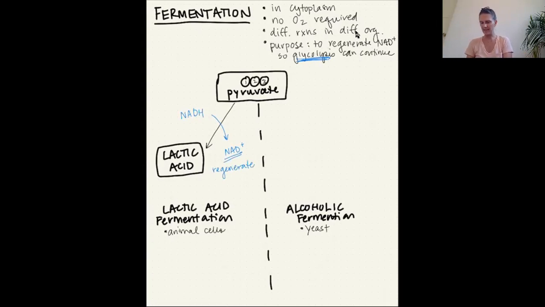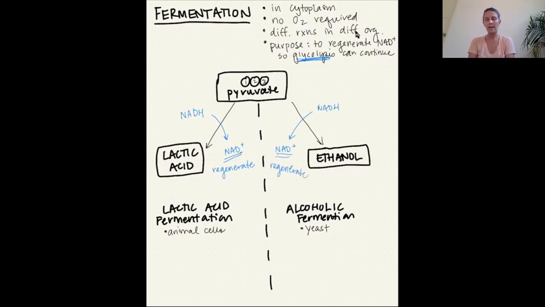All right, if you are a yeast cell, which none of you are, thank goodness. So if you are a yeast cell, you go through alcoholic fermentation and you make ethanol, right? You make ethanol through this fermentation. And you get the same thing, you're going to put NADH in, and again, you are going to get NAD+ out. And again, the whole purpose of this fermentation is to regenerate your NAD+ so that you can continue to do glycolysis and get a little energy.